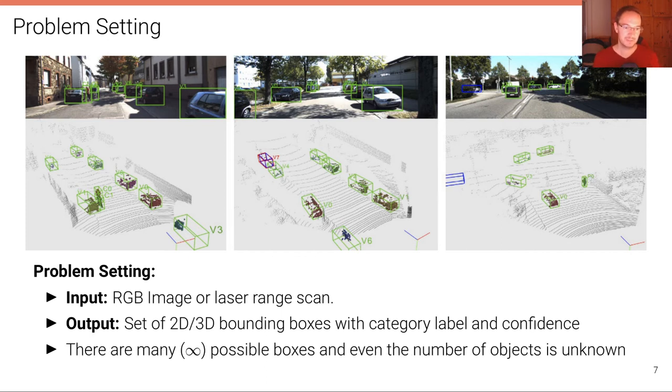One problem with this is that there's very many possible boxes. If we consider the coordinates of a bounding box to be continuous numbers, then there's infinitely many possible bounding boxes. But even if we discretize to discrete integer locations, to discrete pixel locations, there's still an enormous amount of bounding boxes that are possible. And also, the number of objects is unknown a priori. So we are trying to predict something where we don't even know how many entities we have to predict, which makes this problem hard.